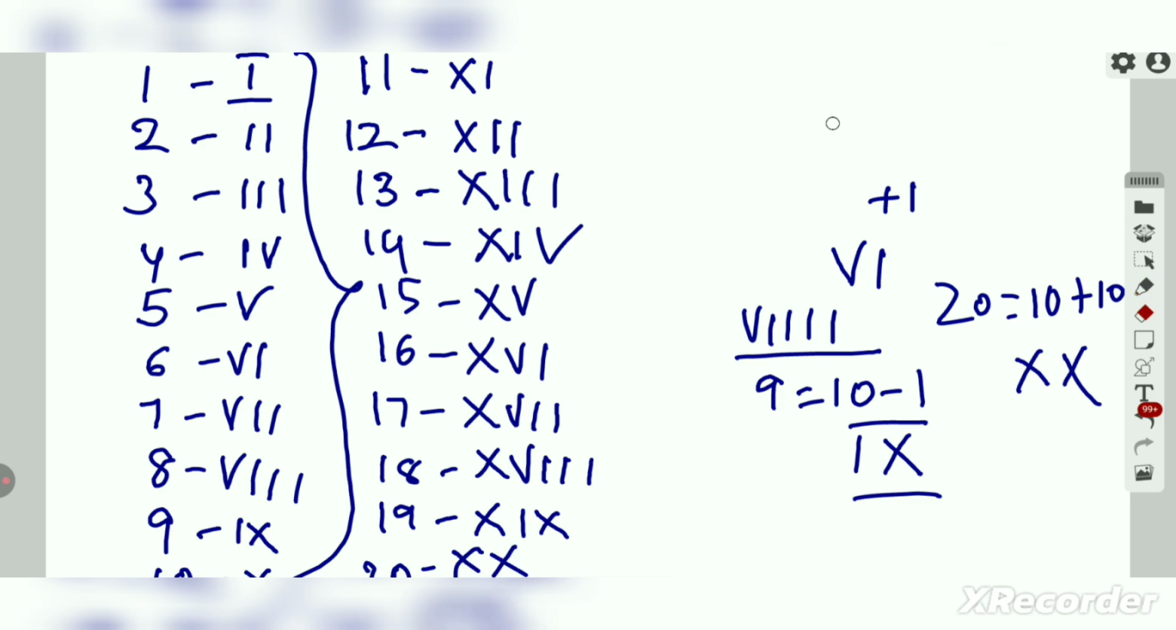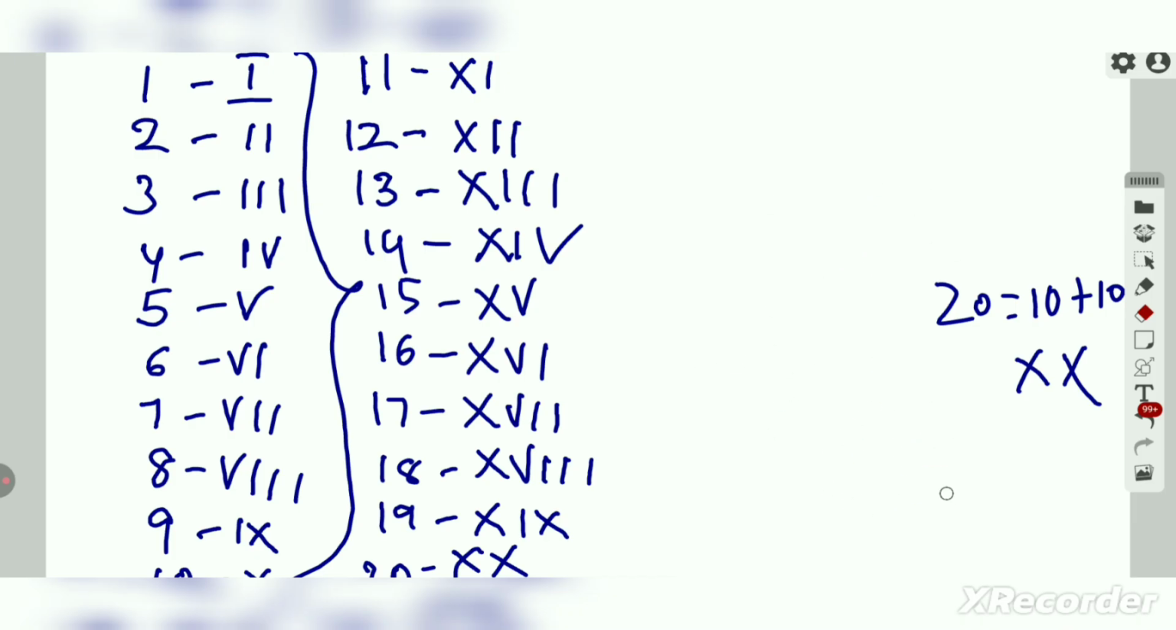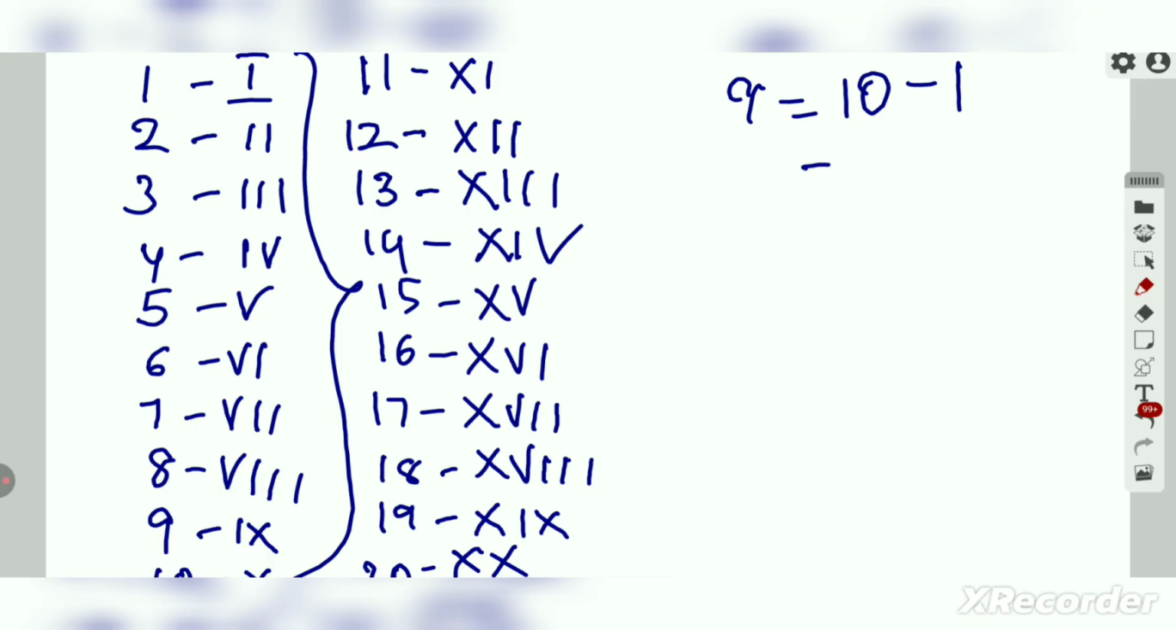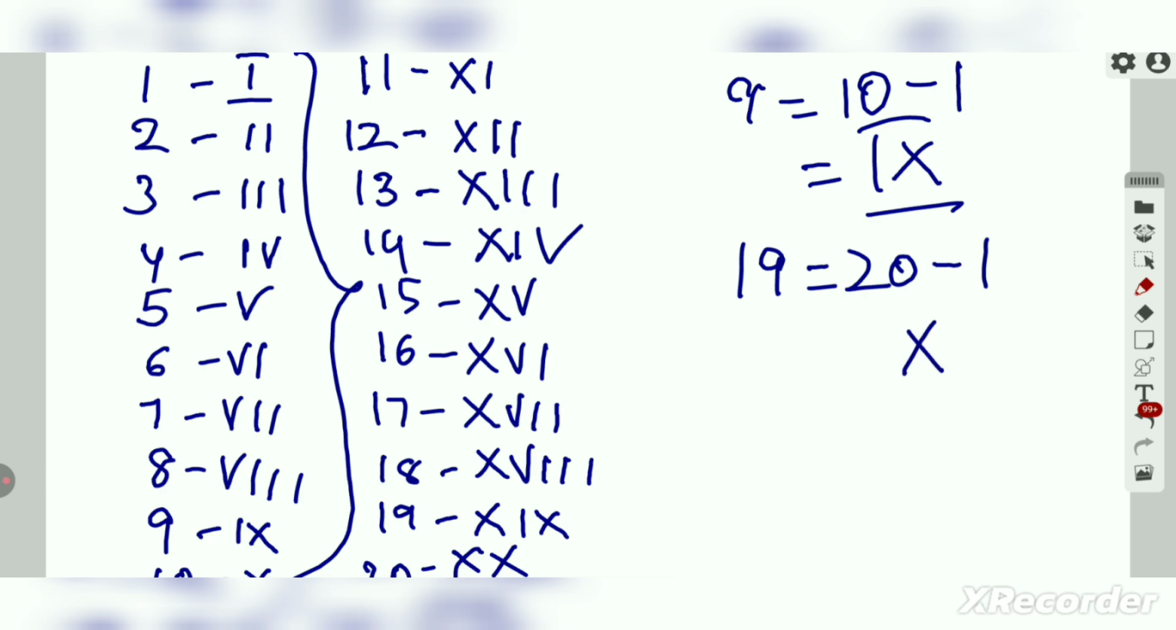Now, you may get a doubt. I want you to observe the number 19. 19 is written as XIX. So in many cases, students get a doubt. We have written 9 as 10 minus 1, IX. So why can't I write 19 as 20 minus 1 and write it as XXI? Why is it not possible? Why is 19 XIX and not IXX?